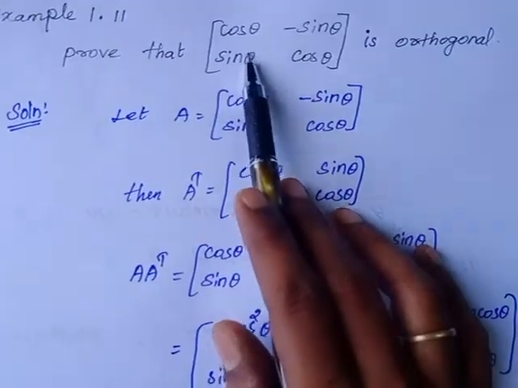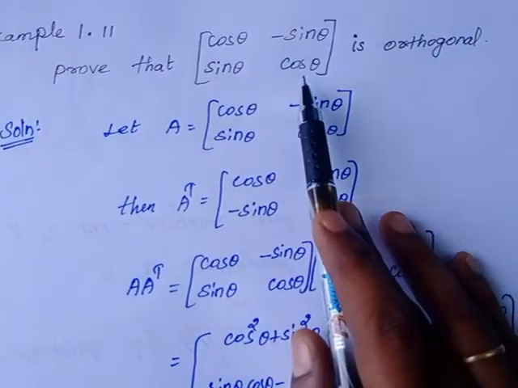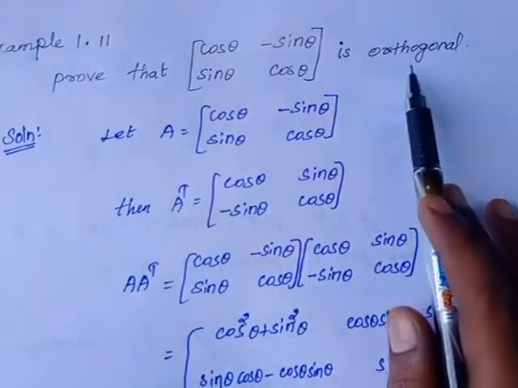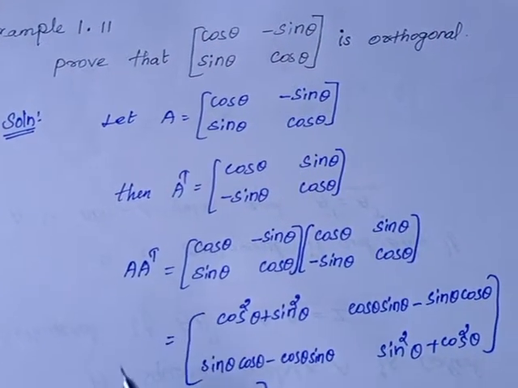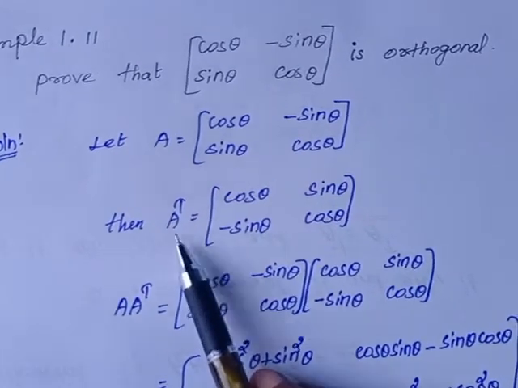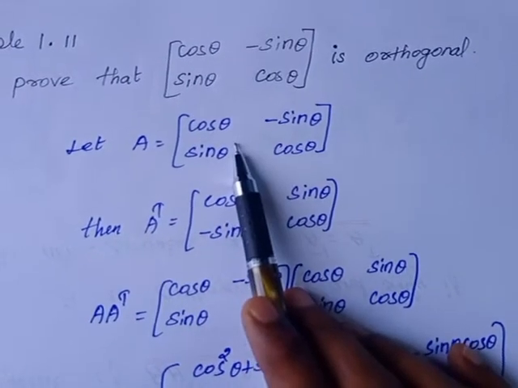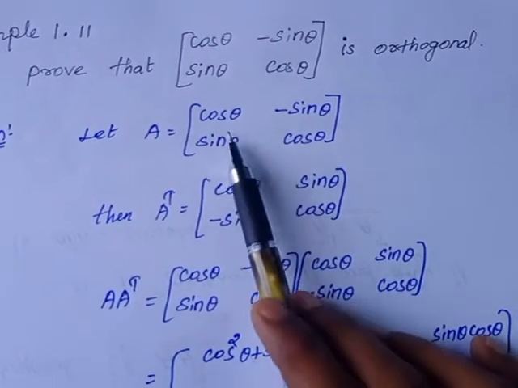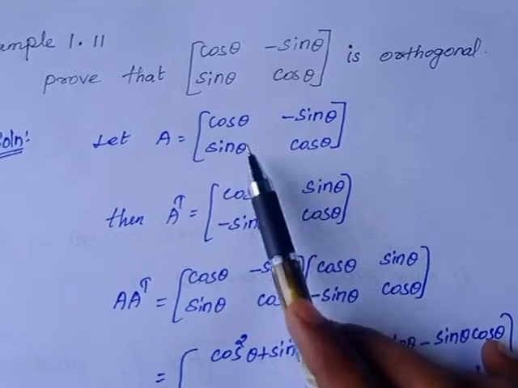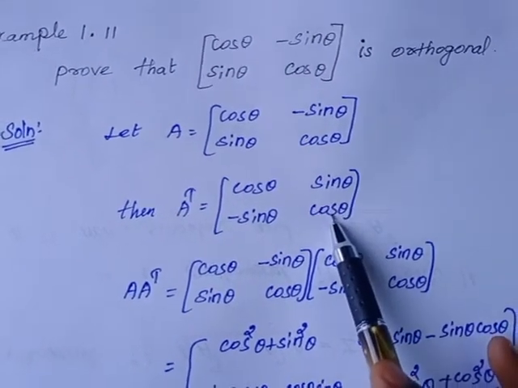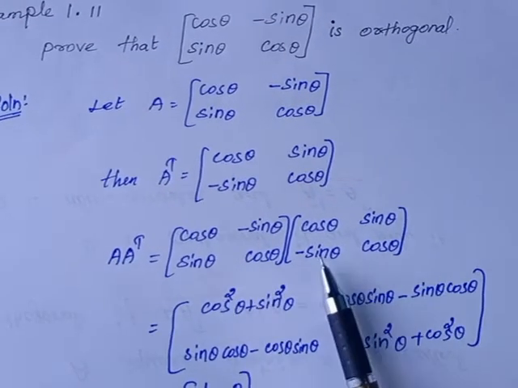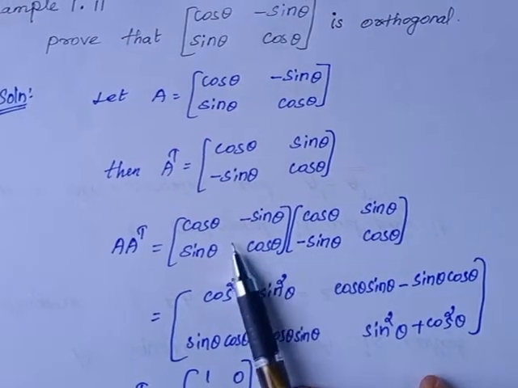Prove that cos theta, minus sin theta, sin theta, cos theta is orthogonal. Let us take the given matrix as A. Orthogonal means we have to prove A into A transpose equal to I. So first I have to find A transpose. So taking A transpose for A means you have to interchange rows to columns. So cos theta, minus sin theta converted into first column and the second row can be written second column. Now the product of A into A transpose is the first matrix is A and the second matrix is A transpose. We have to multiply this.